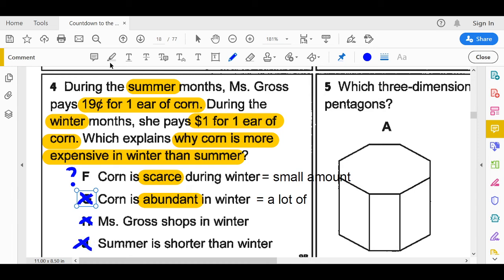And our answer is letter F. Corn is scarce during winter. There is not much of it in the fields. That's why it becomes more expensive.